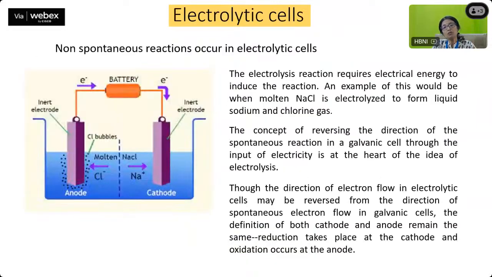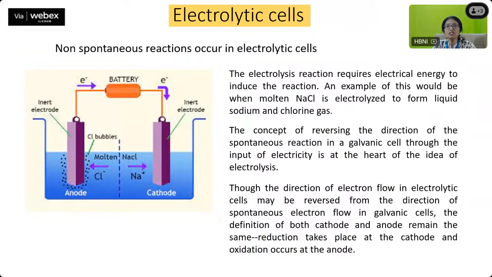Now, we talked about voltaic cells or galvanic cells. Now, we have another kind of cell which is known as electrolytic cells. So voltaic or galvanic cells, whatever we talk about, are all spontaneous. You put in the electrode materials, and the reaction is spontaneous. But when we talk about electrolytic cells, this reaction is non-spontaneous. So the electrolysis reaction, in this particular case, requires electrical energy to induce the reaction. So what is the example? You have molten NaCl and you are electrolyzing it and you are forming liquid sodium and chlorine gas.